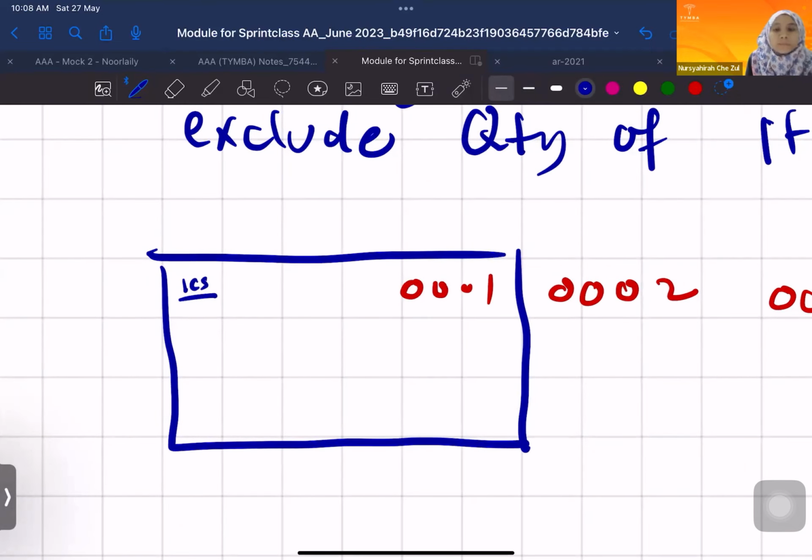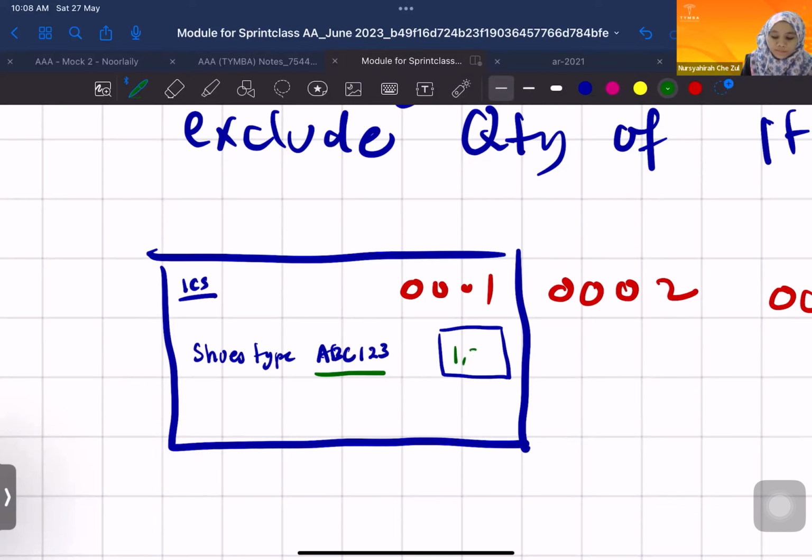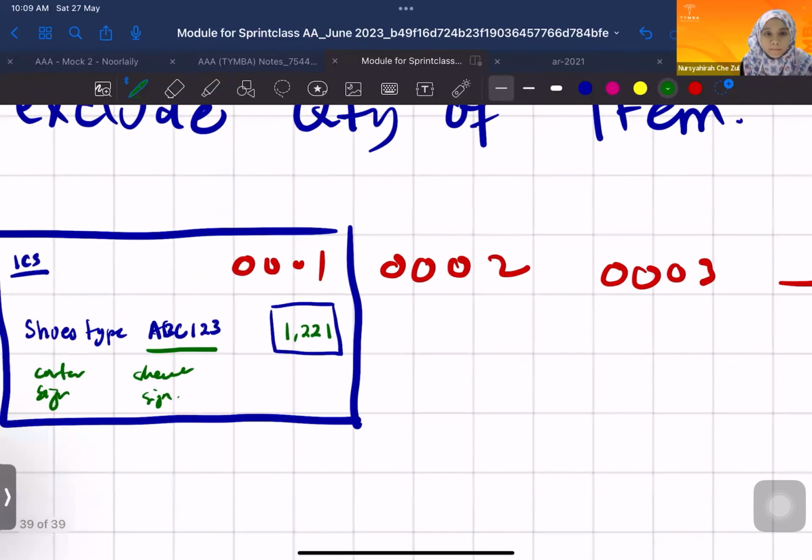Maybe this inventory count sheet already highlights what the item to be counted is. Let's say this is a shoes manufacturer, so shoe types ABC 1, 2, 3. There will be an empty box here, where the counter should count these shoes and put in the quantity. After that, the counter should sign. After that, the checker recounts, confirms, and signs here. Then they move to the next piece of paper for the next item.